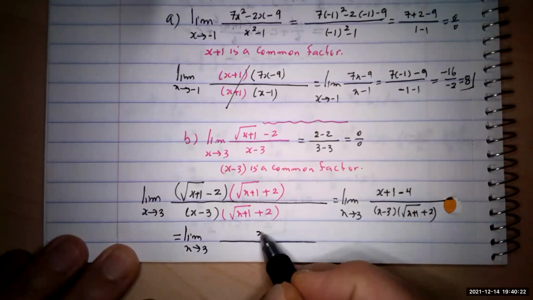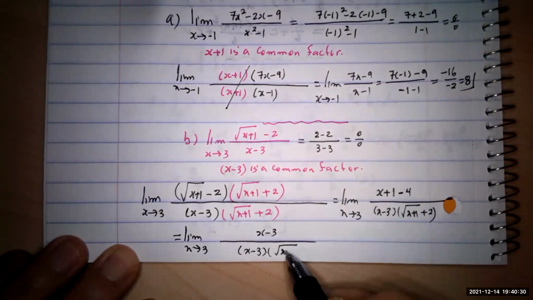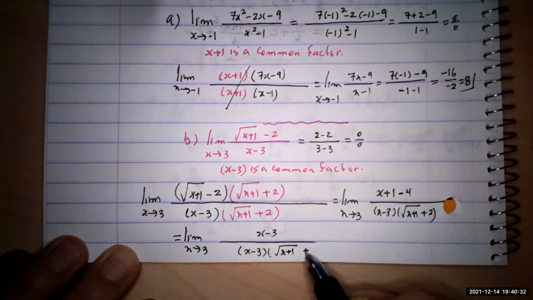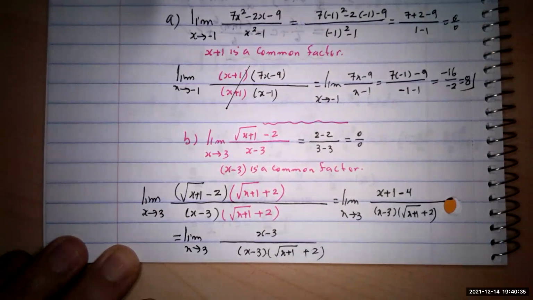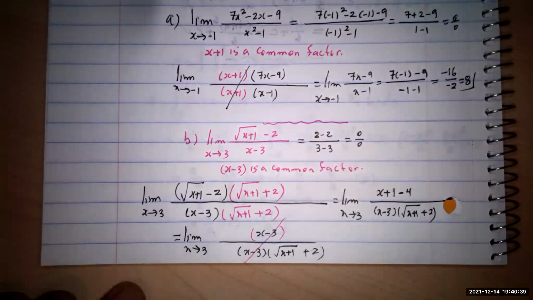You see, the top would be x minus 3. And the bottom one would be x minus 3 times radical x plus 1, plus 2. That's it. Now we have the common factor. You must get that common factor. Otherwise, you may miss the sign here.